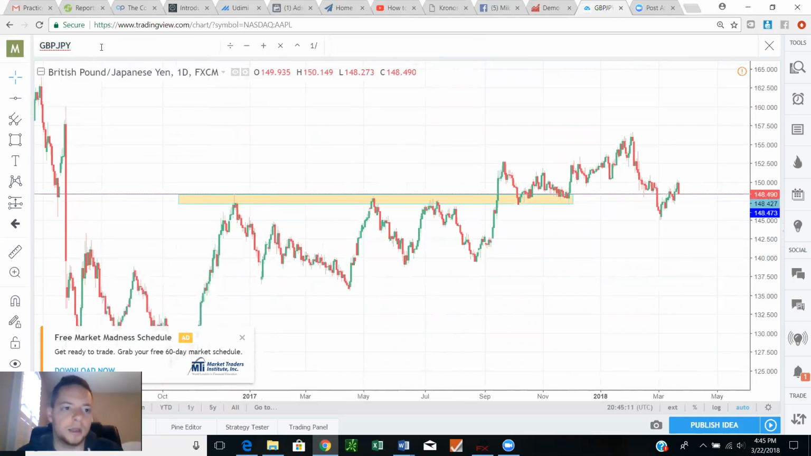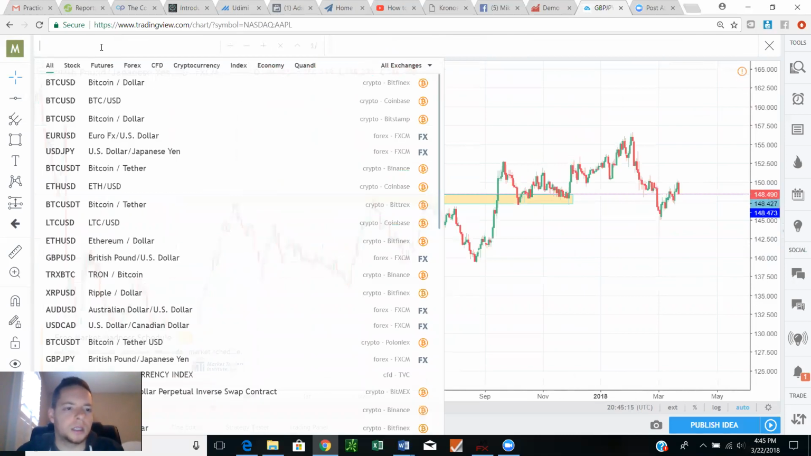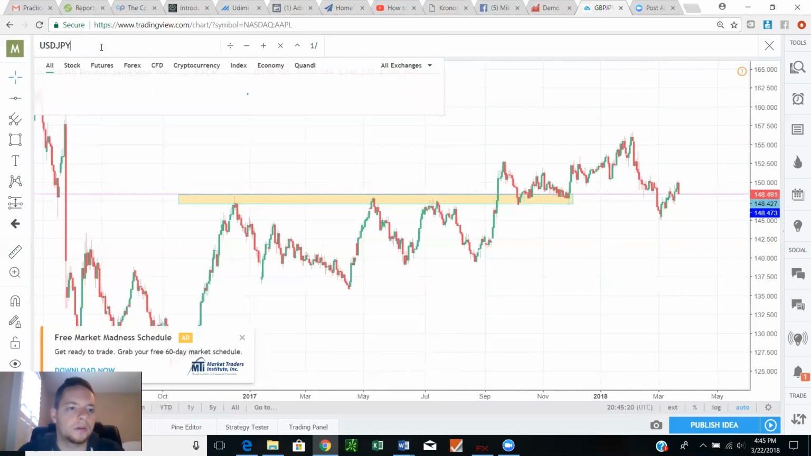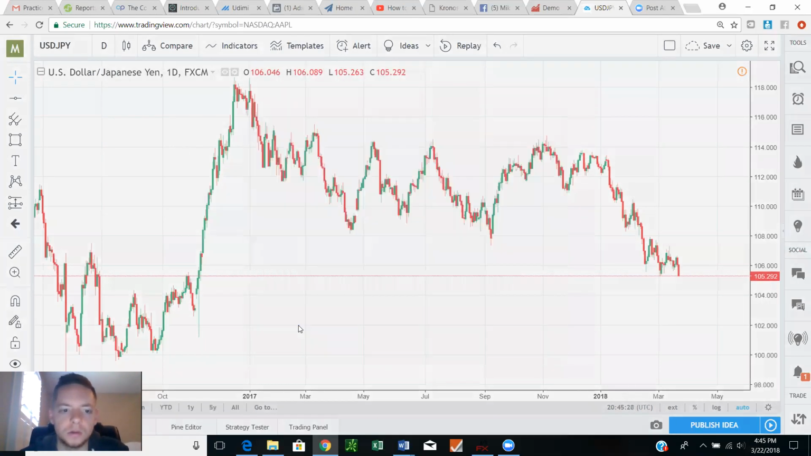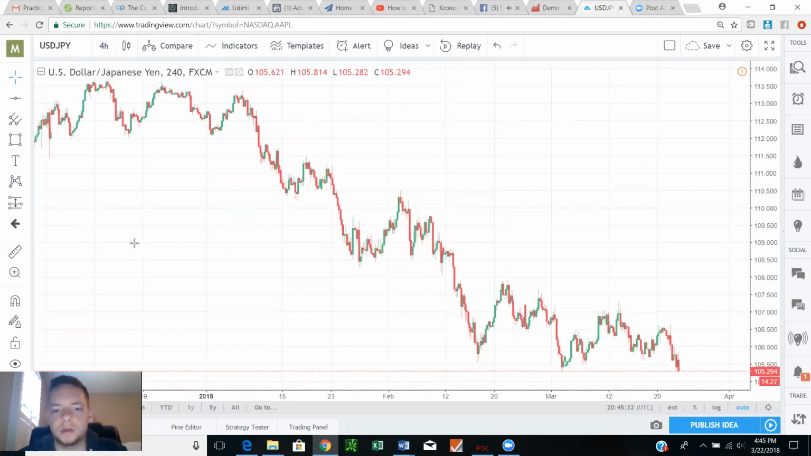Let's look at the USD JPY, US dollar versus the Japanese yen. I'm going to take this down to a lower time frame. We'll look at the 4-hour here.